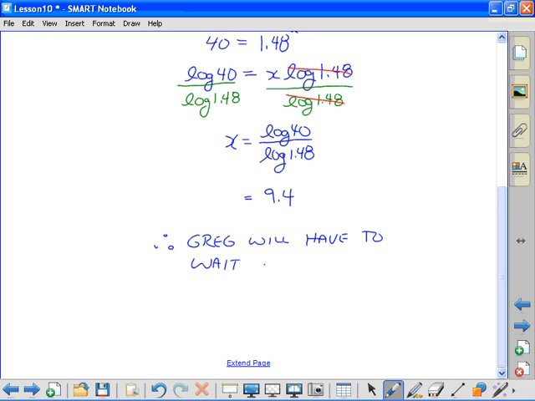And in this case, you can go 9.5 years, or you can put the 9.4 in. Okay, 9.5 years. All right. What do we have next?